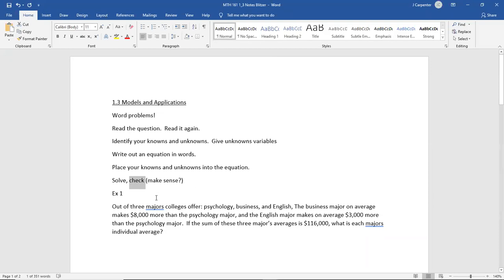Okay, so out of 3 college majors, 3 majors colleges offer, that's what it says. I was just getting my words backwards. Psychology, business, and English. The business major on average makes $8,000 more than the psychology major, and we're talking about in a per year situation. And the English major makes on average $3,000 more per year than a psych major. Okay, so this is talking about on average. This isn't talking about right out of the gate from college.